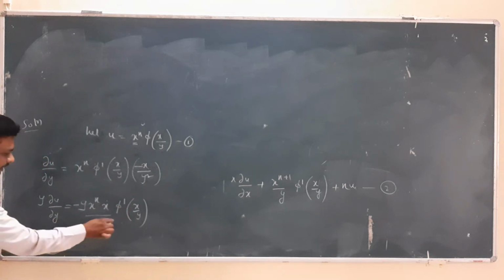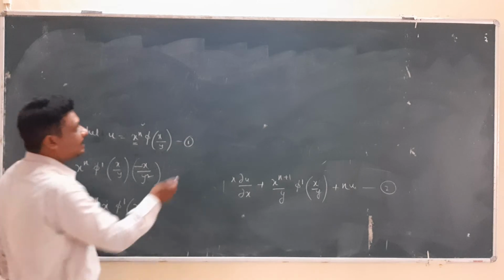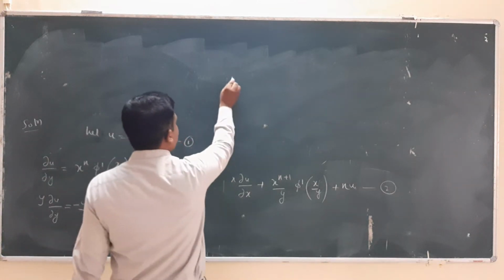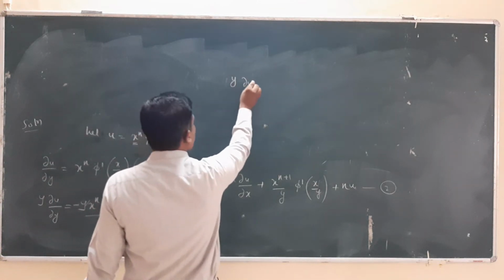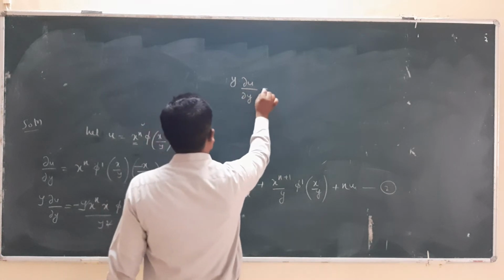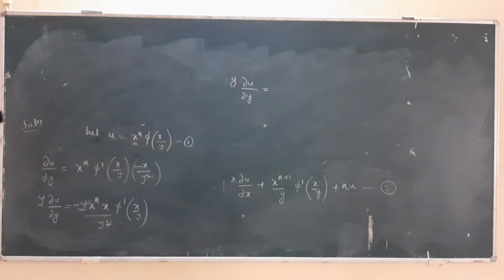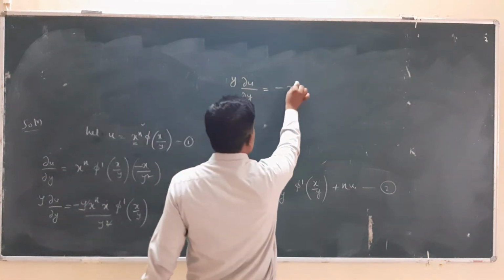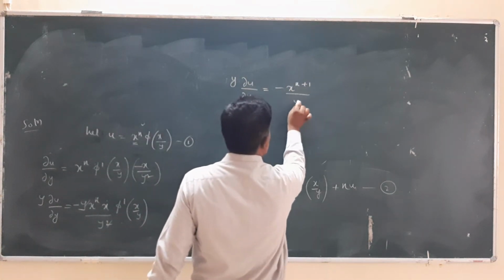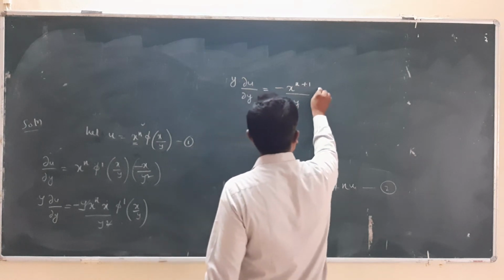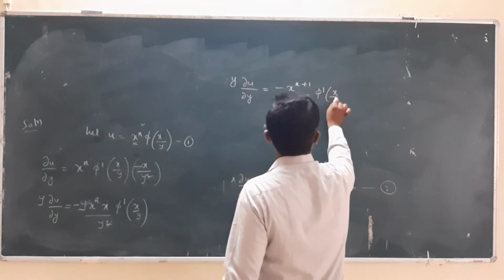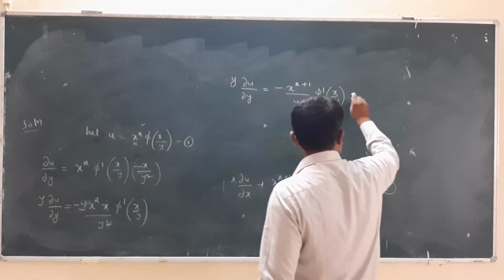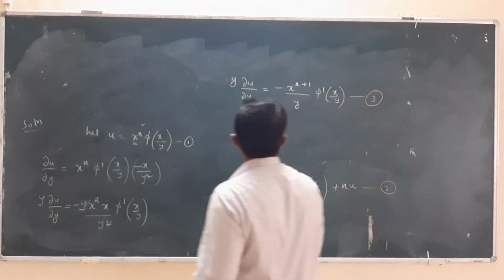So now here one y and one y get cancelled. Therefore y into ∂u/∂y is equal to, so x to the power n into x is what? Minus x to the power n plus 1 upon y into phi dash of x upon y. So I take this one as equation number 3.